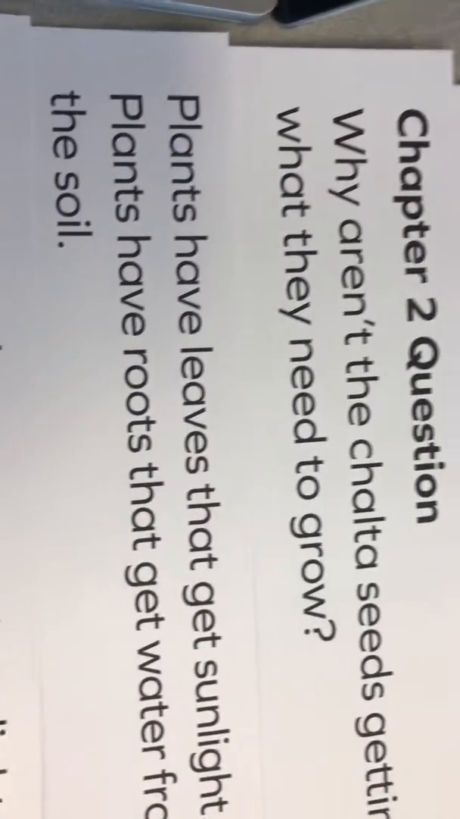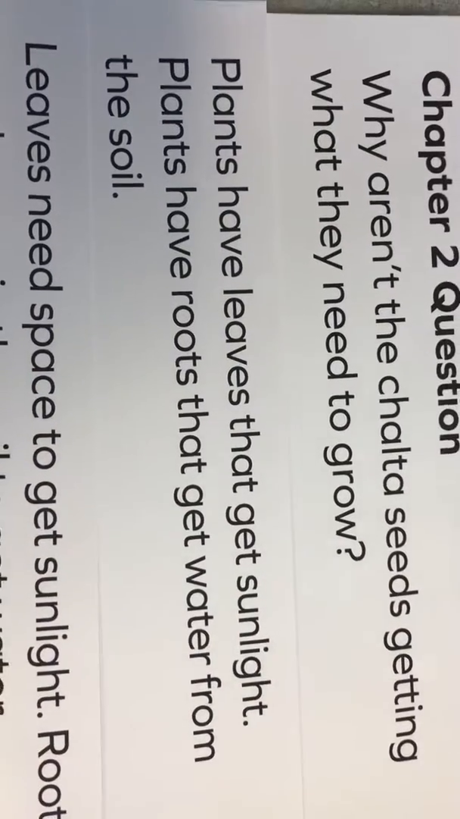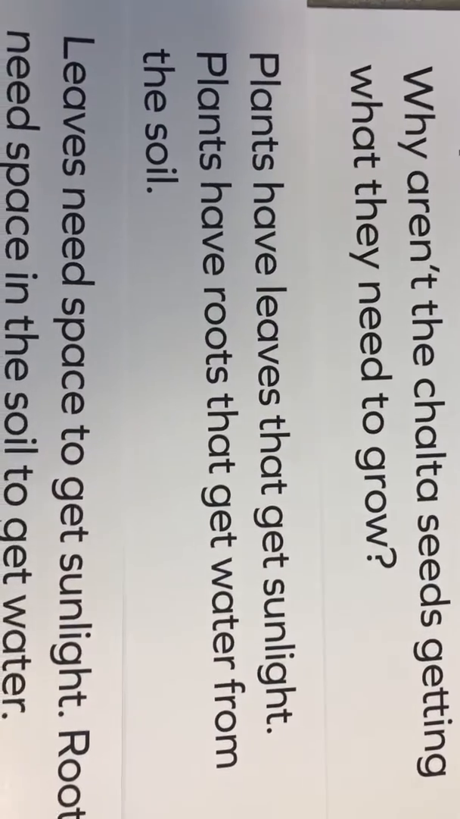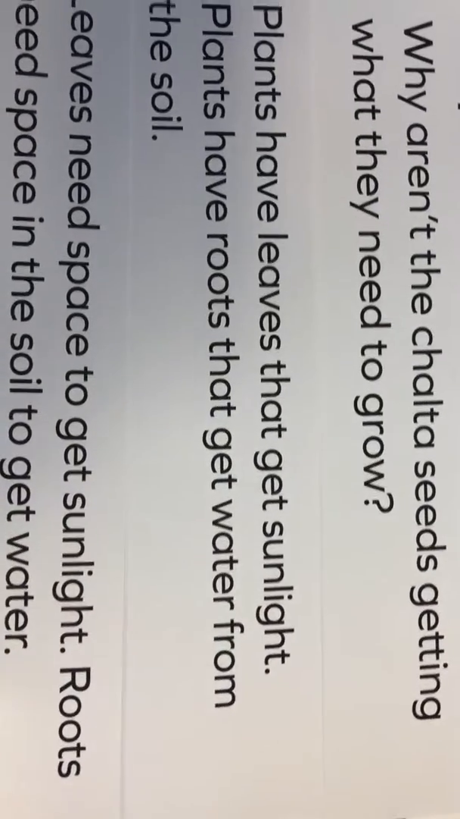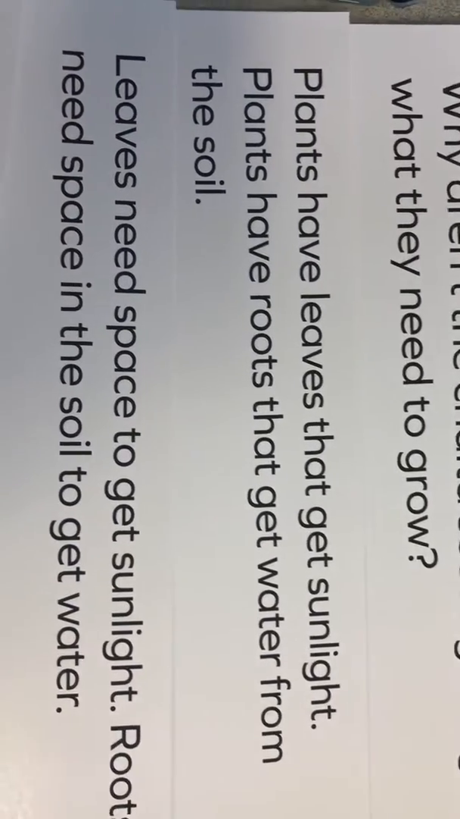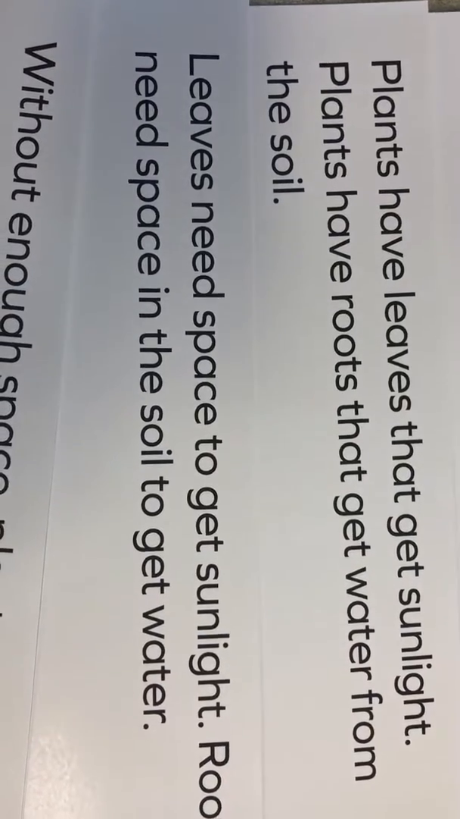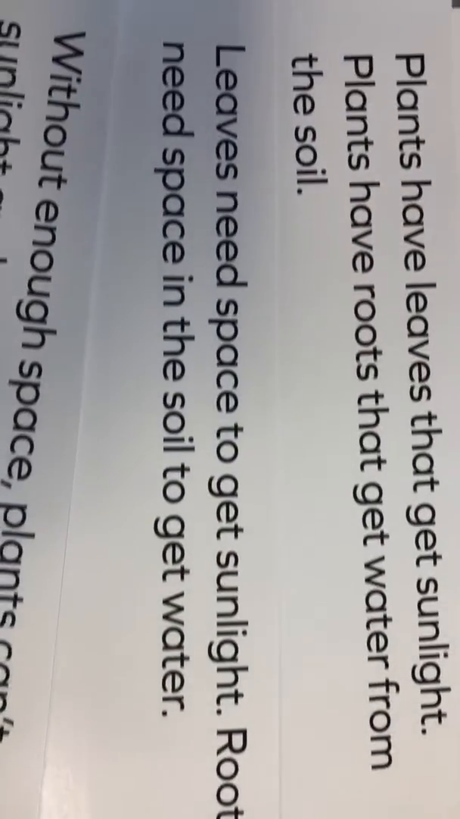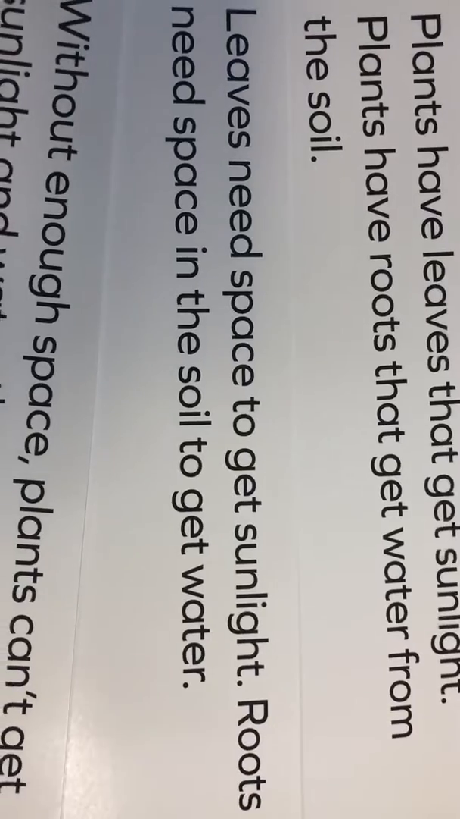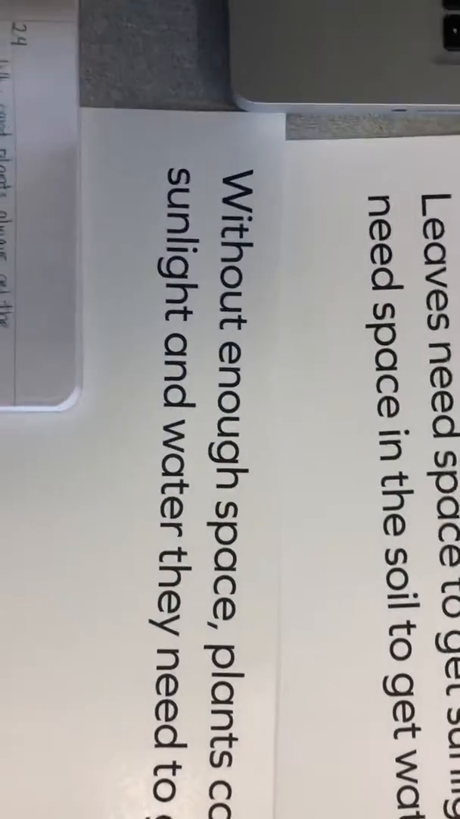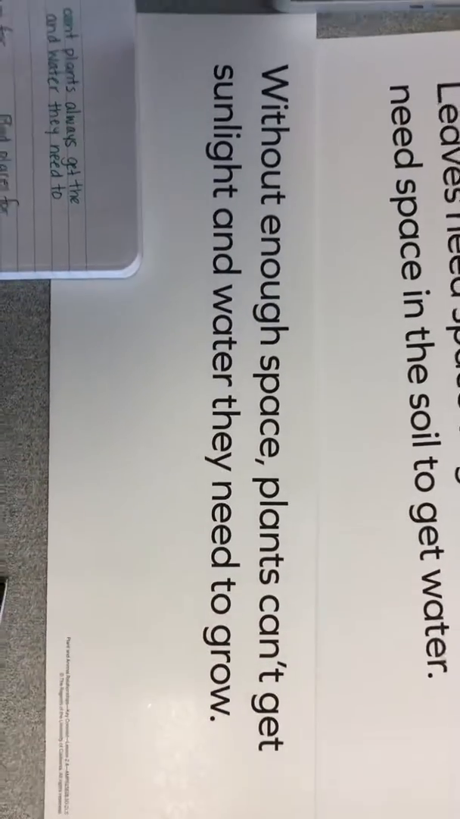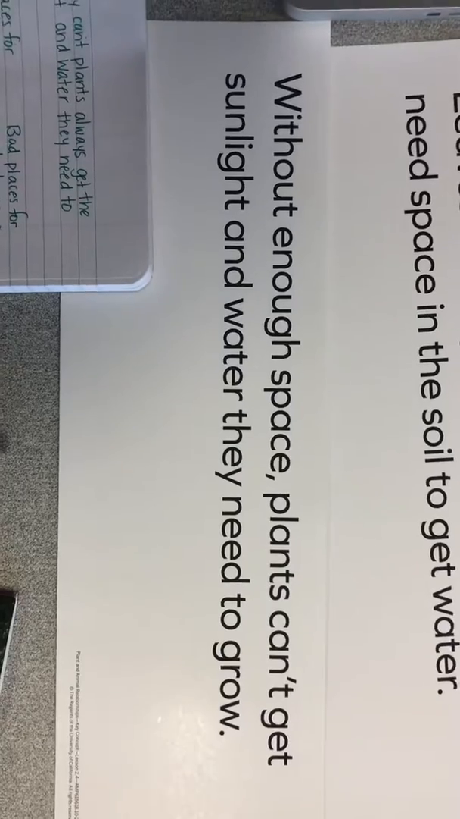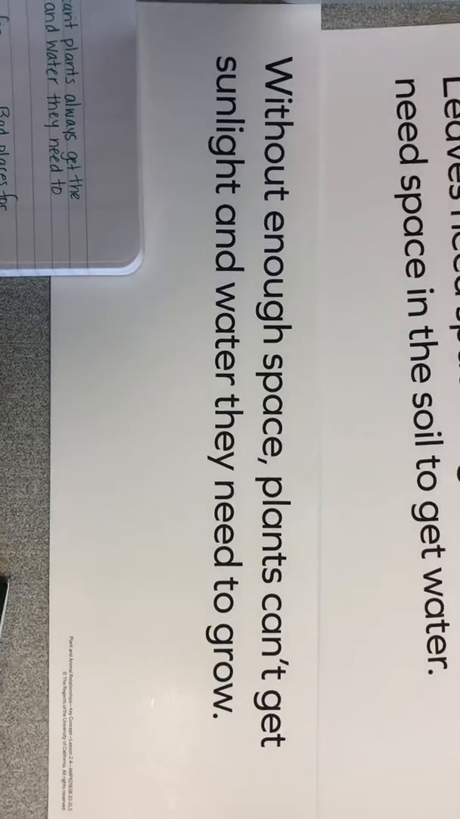So last time we studied leaves and roots, and we found out that plants have leaves that get sunlight. Plants have roots that get water from the soil. Leaves need space to get sunlight. Roots need space in the soil to get water. And today, by the end of the lesson, I want you to understand that without enough space, plants can't get sunlight and water they need to grow.